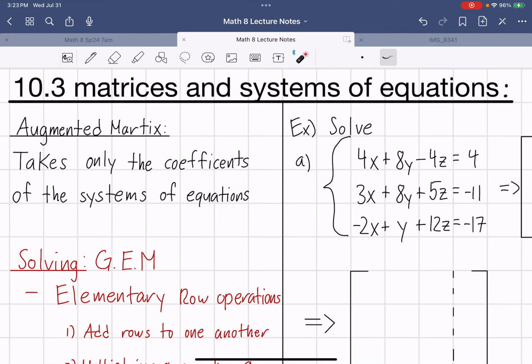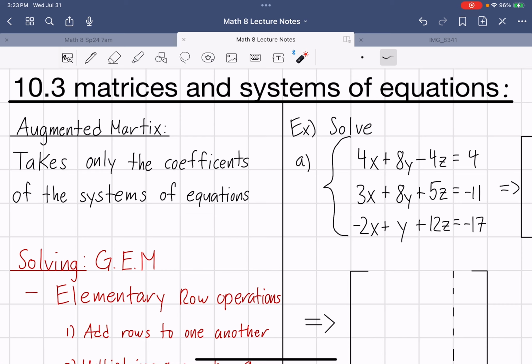We're going to go a little back again to 10.3. And this is looking at matrices and systems of equations. So it's a little different than the matrices we were looking at, because the matrices that we were using, they didn't represent an equation. They're just, a matrix is just an array, a rectangular array of entries.